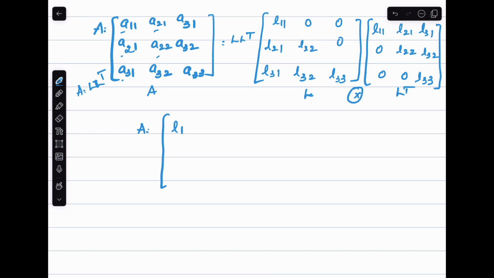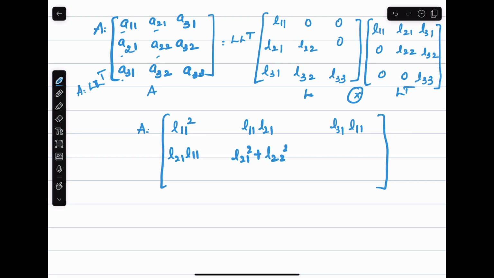A. The first element will be L11 square, the first row into the first column. So L11 square. The second element will be L21 into L11, or L11 into L21. The third element will be L31 into L11. The second row first element will be L21 into L11. Let me write L21 into L11. The second element will be L21 square plus L22 square.